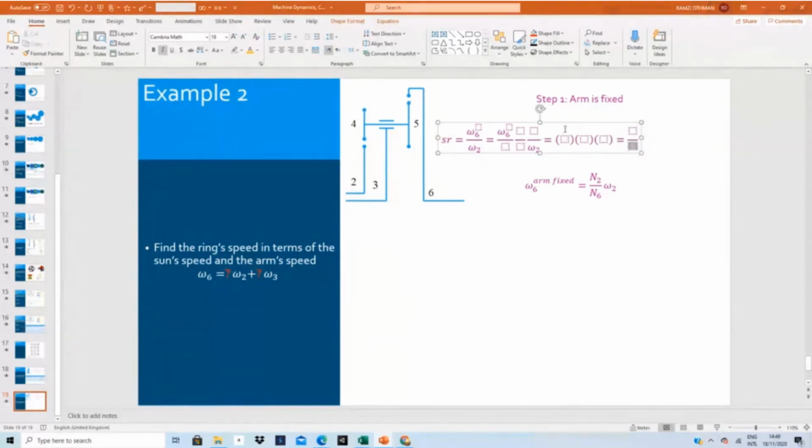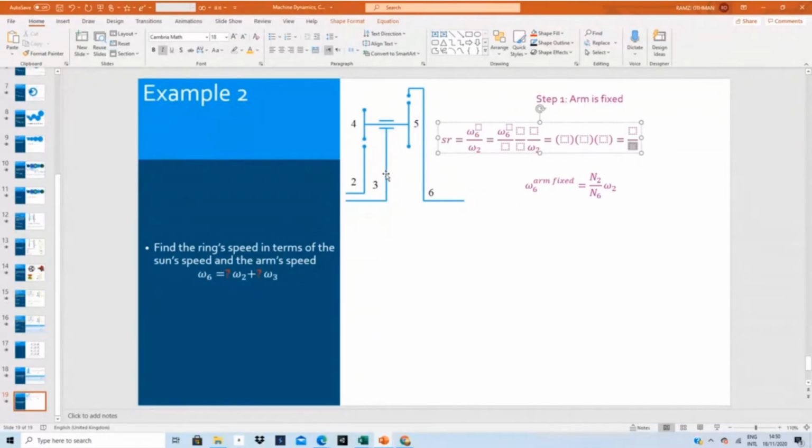Okay, now here, I would like to calculate also what will be omega 6 in terms of omega 2, the one of the sun, and omega 3, the one of the arm. Here we have the sun, gear 2, which is meshed with gear 4. 4 is on the same axis and the same shaft as 5. And 5 is meshed with a ring 6, except the axis of rotation of 4 and 5 is supported by the arm 3, the same one.